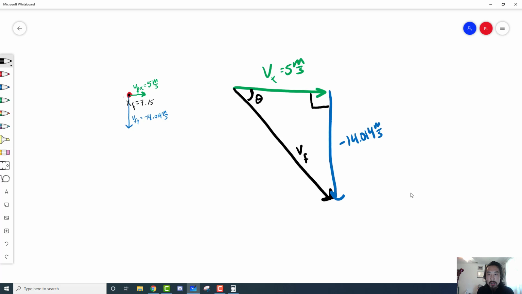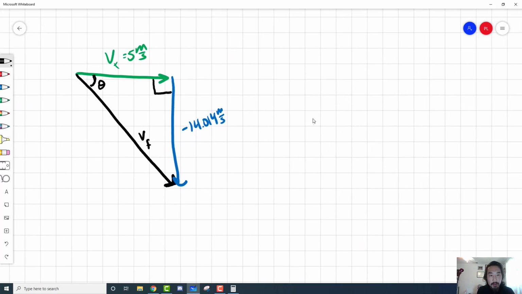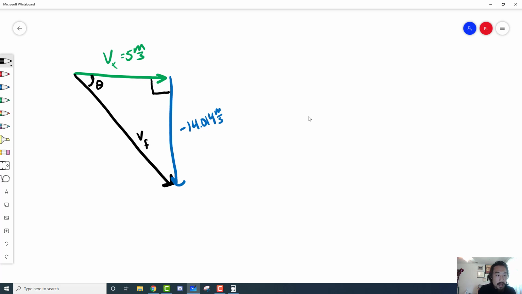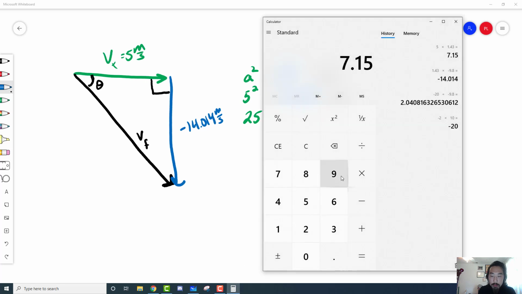Now, if this is a right triangle, we have to use a formula called the Pythagorean theorem, which tells us that a squared plus b squared is equal to c squared. So we have 5 squared plus negative 14.014 squared, and we get c squared. Let's see, 14.014 squared gives us 196.39.